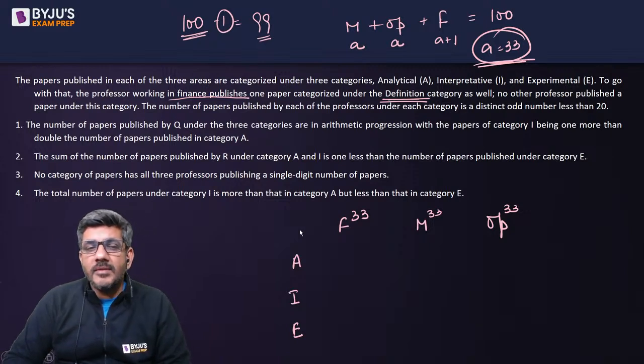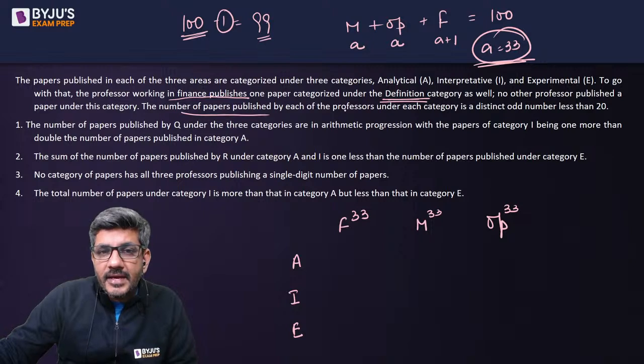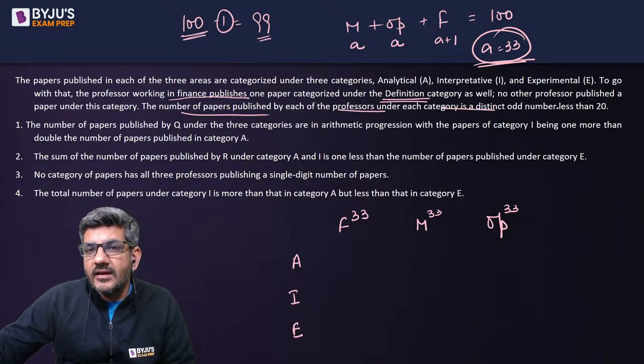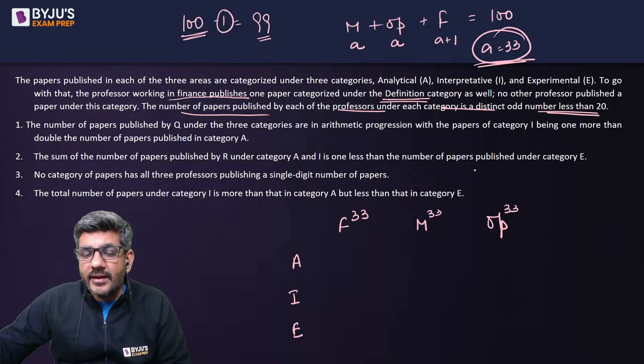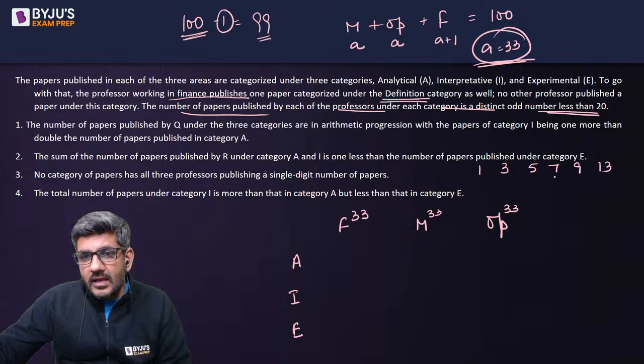Now some more information is there. The number of papers published by each of the professors under each category is a distinct odd number less than 20. What are distinct odd numbers less than 20? They are 1, 3, 5, 7, 9, 11.